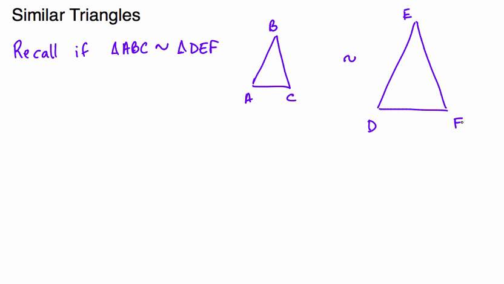Okay, similar triangles. Let's just recall that if we've got two triangles that are similar, and similar was this little squiggly sign, then those triangles' sides are in ratio in accordance to their scale factor. So what that means is AB compared to, and then the similar one on the other triangle is DE.